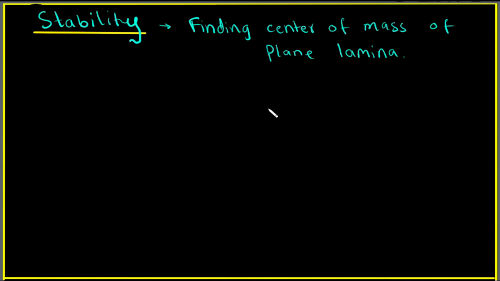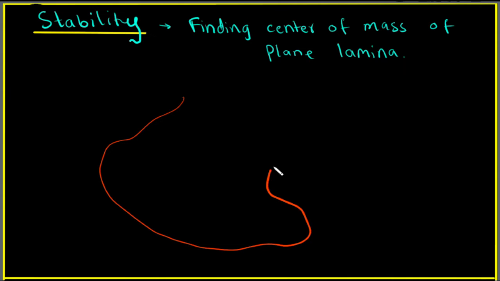So let's talk about how we can find the center of mass of a plane lamina. We are talking about a thin disc sort of thing, which is irregular in shape, like this, for example. Or I can make it even more irregular by doing something like this. Okay, so this is even more irregular.